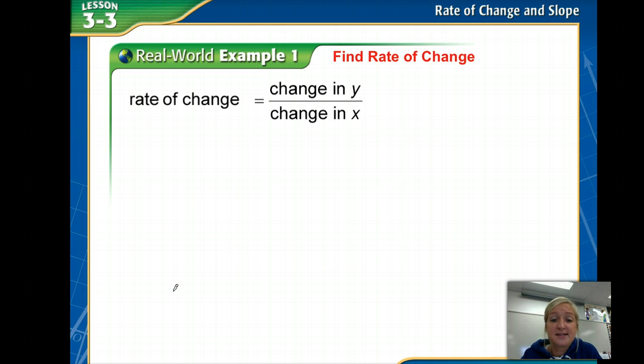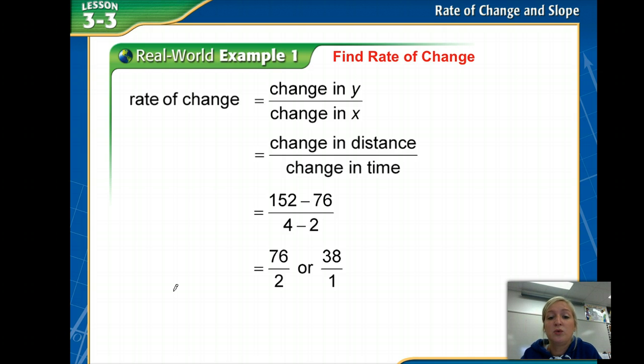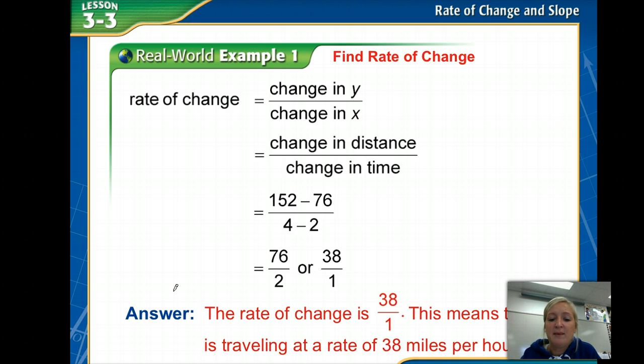The next slide explains it. So rate of change, we have the change in y over the change in x. In this situation, it represents distance over time. 152 minus 76, and we said 4 minus 2, represented 76 over 2, which can be simplified to 38 over 1. Well, what does that mean? It means that the rate of change is 38 over 1, which means that the car is traveling at a rate of 38 miles per hour.